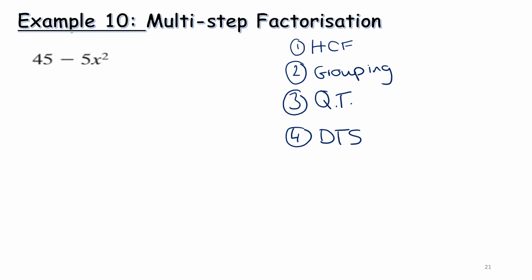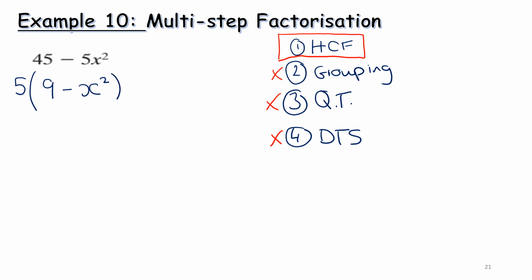So it's not grouping because it doesn't have 4 terms. It's not a quadratic trinomial because it hasn't got 3 terms. It is not a difference of 2 squares because 45 and 5 aren't squares. So the only thing that's left is highest common factor. And actually, highest common factor is what I would generally suggest that you try first for any question. So is there something common? Yeah, 5 is common, leaving us with 9 minus x squared.